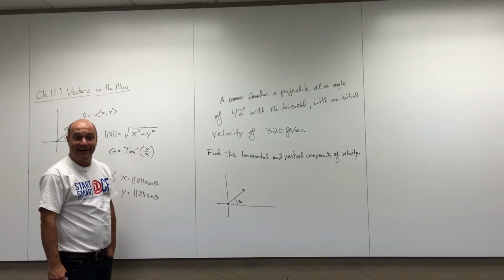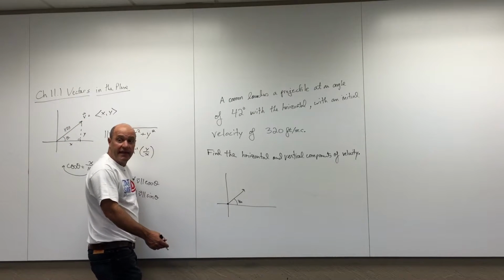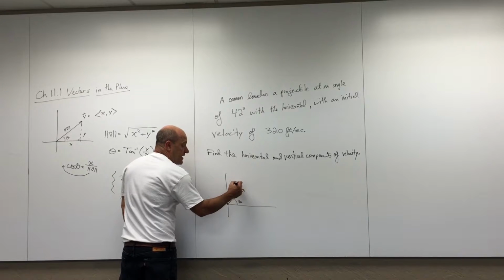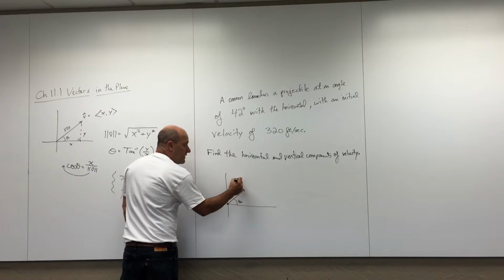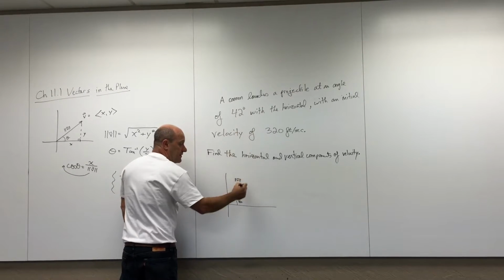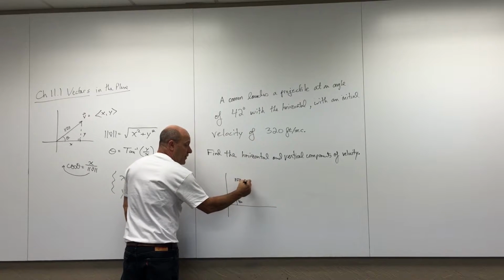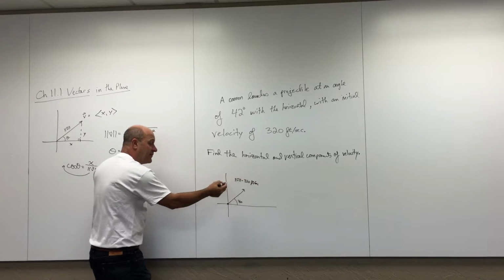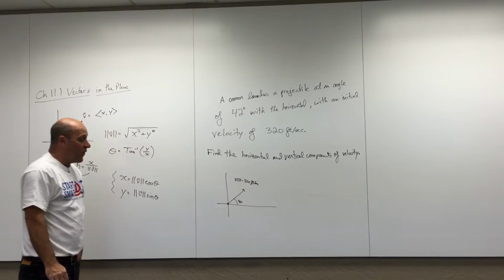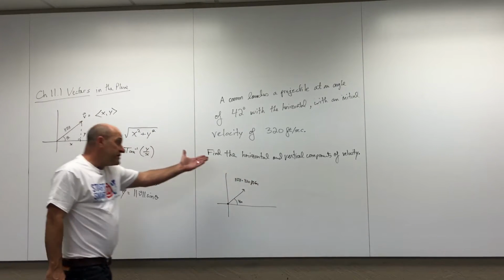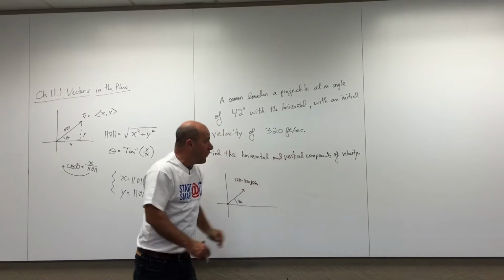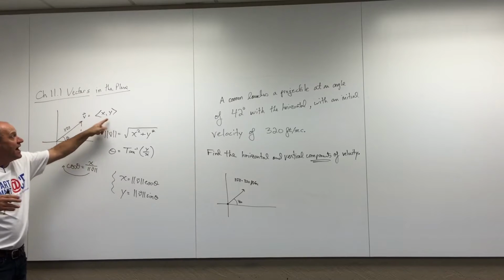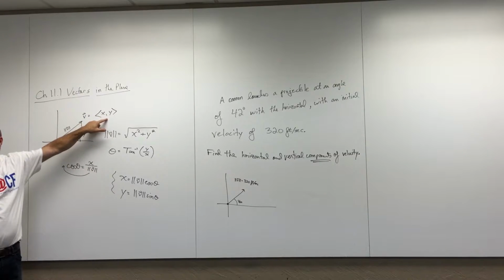320. Right, that's the magnitude of it. The magnitude of this velocity vector is the speed, 320 feet per second. So what's going on here? I've given you a magnitude and an angle, and I'm asking for the horizontal and vertical components. Again, the word components should make you think of the x and y components. That's all. It's a real easy question.